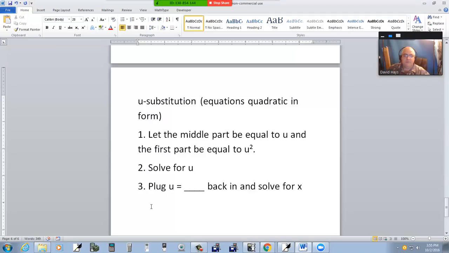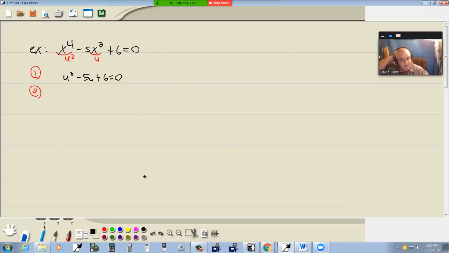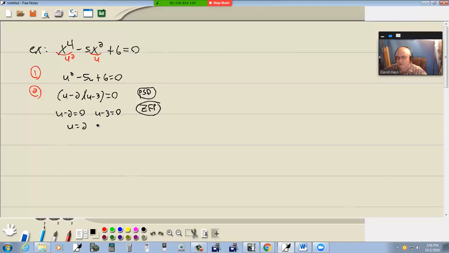Now step 2 says solve for u. Well, this will factor using the PSD. Factors as u minus 2 times u minus 3. Now zero factor property. You get 0 on one side, you factor the other side, you set each factor equal to 0. So we got u minus 2 equal to 0 and u minus 3 equal to 0, which gives us 2 and gives us 3.